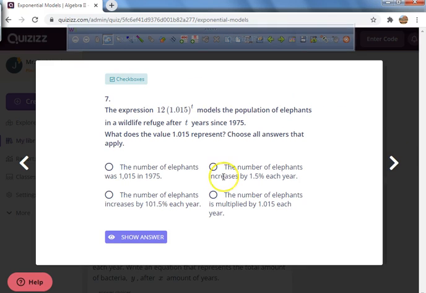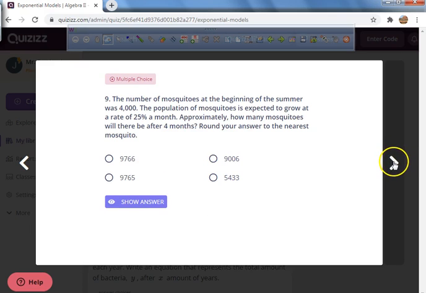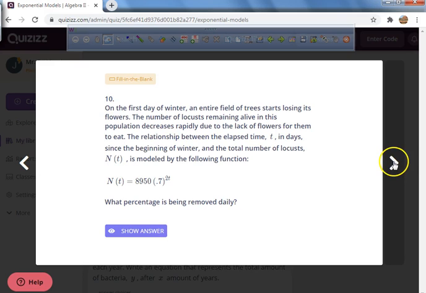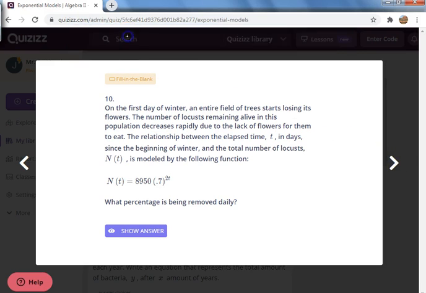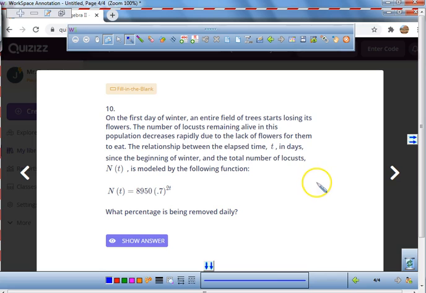Okay, on this one, it says choose all answers that apply. So there might be more than one answer. Hint, hint. Okay, James and the Giant Peach. Mosquitoes. Let me show you guys how to set this one up. Was this one difficult or not difficult? Easy? Okay. All right. How about this? Yeah. All right, so here we go.